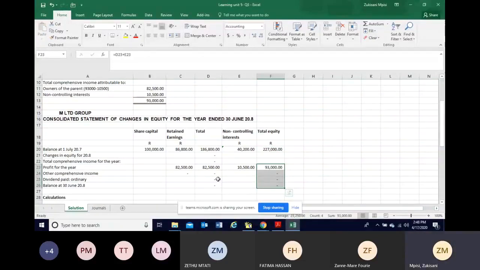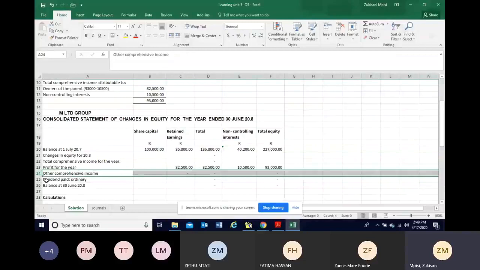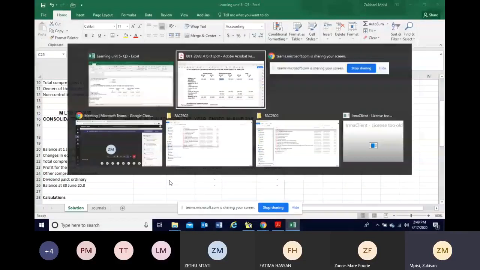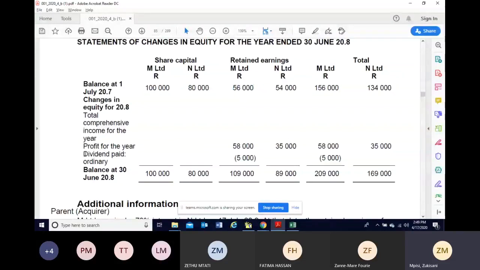Right. And the totals, I've just put in formulas so that it just goes on. Other comprehensive income, we don't have anything. Dividends paid, do we have anything on dividends paid? Yes. So I've almost taken the statement of changes as it is so that we can just make changes as we come. So the dividends have only been for the parent, MLTD. NLTD did not pay any dividends, so they've only been paid by MLTD.